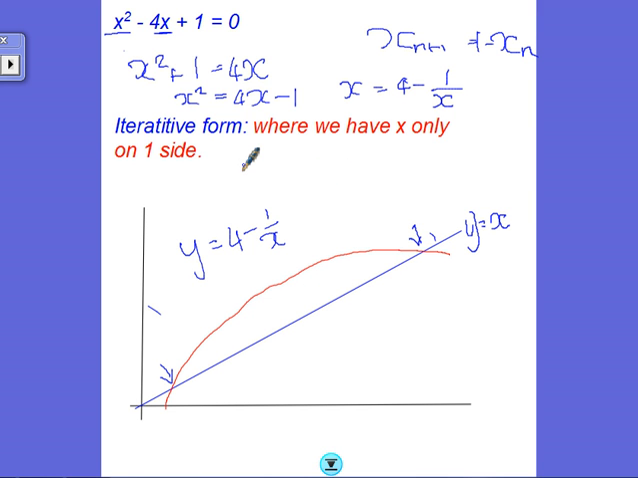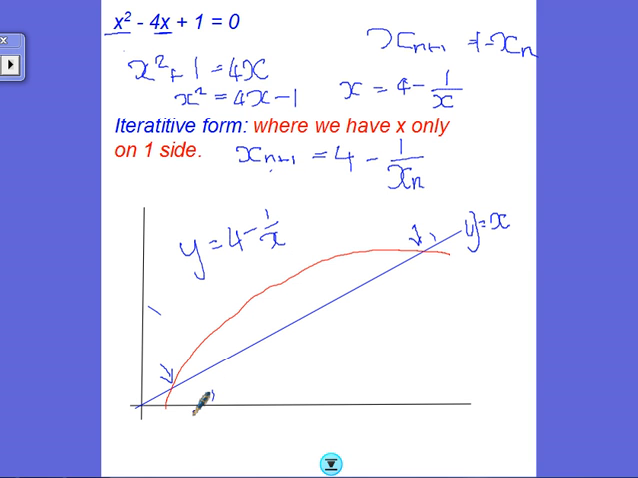Okay. So if we set this up into iterative form, we need to set up x n plus 1 is equal to something of xn. So we've got 4 minus 1 over, here must be our xn. Okay, so that's our iterative form. It means whatever value we stick in here, we're going to then get a different value over here, and then it will feed itself back in again.